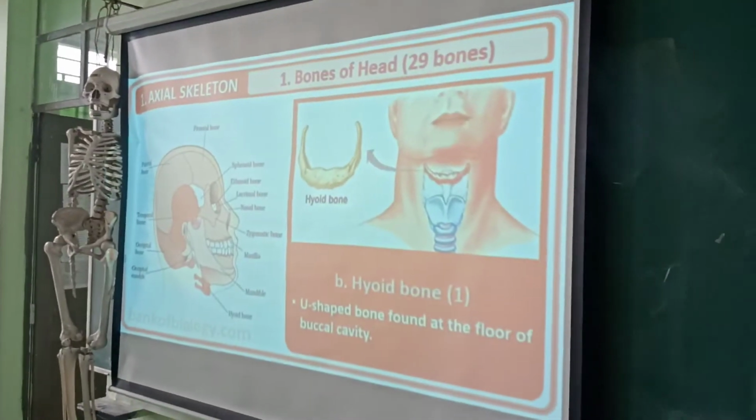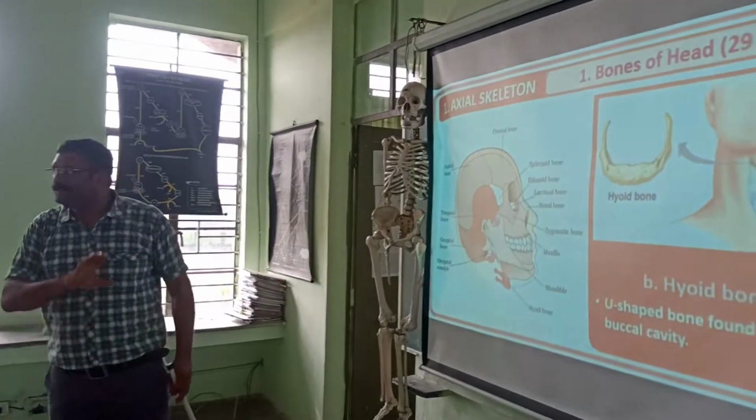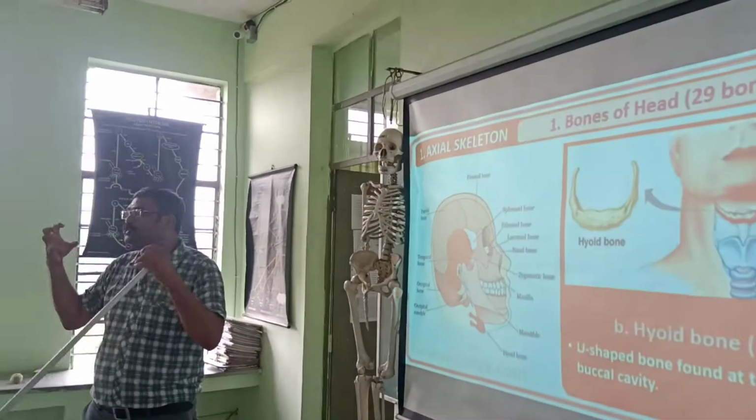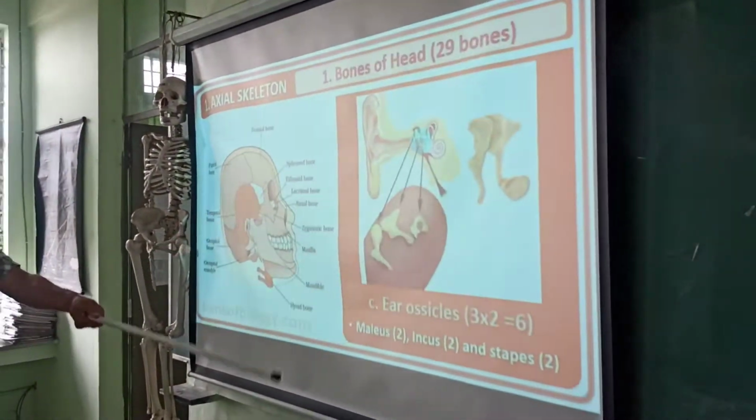white bone with the other bones in the human skeleton. That means there is no joining and no joint with other bones. Now come to the ear ossicles.